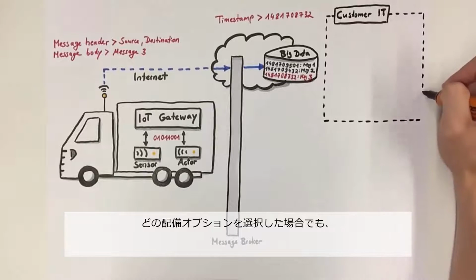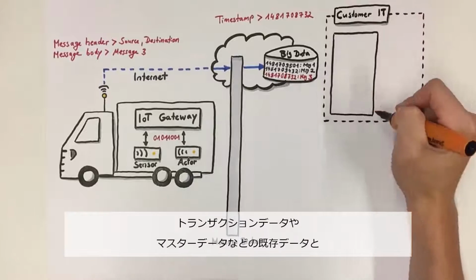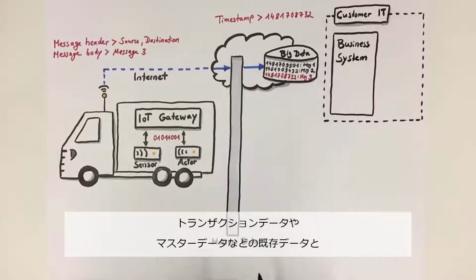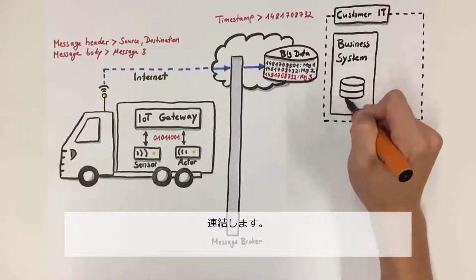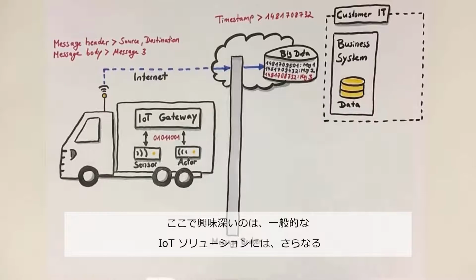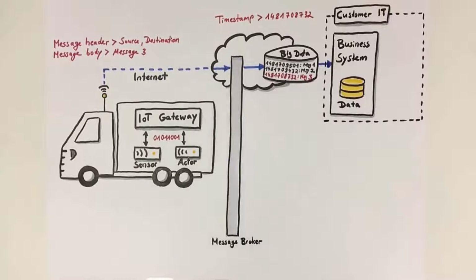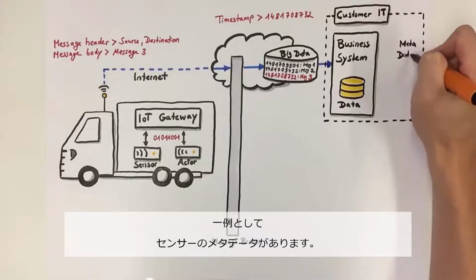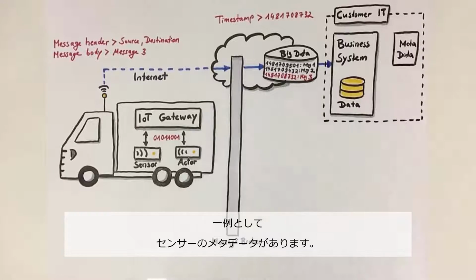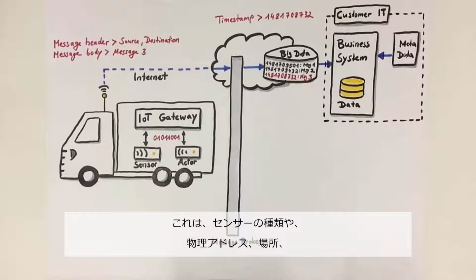Regardless of the deployment options, the data will end up in a business system, where it can be combined with existing business data like transactional data and master data. It's interesting to note here that a typical IoT solution includes additional data provisioning. One example of this data is the metadata of the sensors. This indicates the type of sensor, its physical address, and its location or data format.